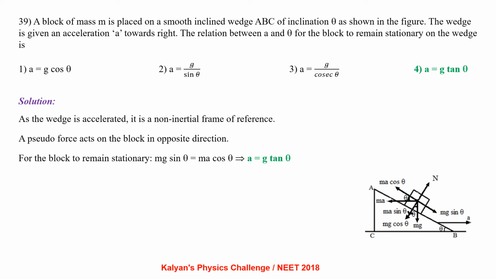See the free body diagram of the block and the wedge, and take some time to go through all the forces represented on the block. For the block to remain stationary, we can write mg sin theta, the force acting down the inclined plane, should be equal to ma cos theta, the force acting up the inclined plane, from which we get a equal to g tan theta.